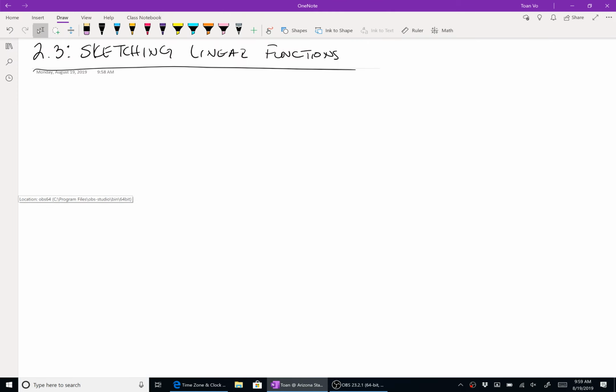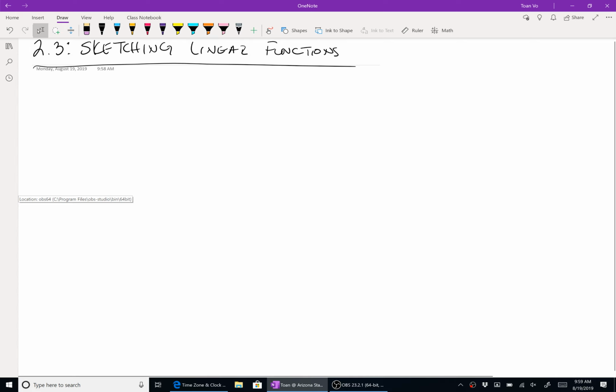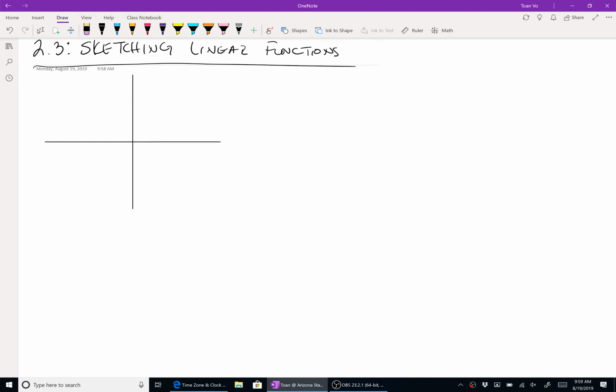So this section is all about how we visualize these linear functions that we talked about last Friday. I sort of want to start off with talking about a question I had you guys do in Friday's practice. I think it was like number 21 or something, where it gave you a line, something like this.